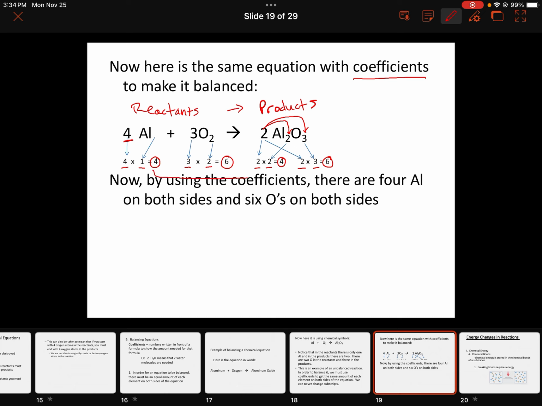And now as I look at this, I started with 4 aluminum, ended with 4. I started with 6 oxygen, and I ended with 6. This now shows conservation of mass. We started and ended with the same amounts.